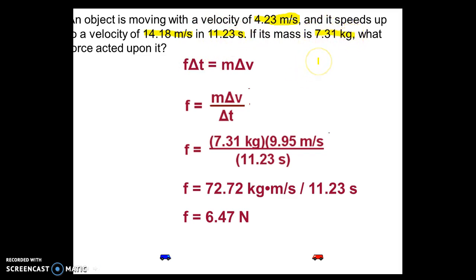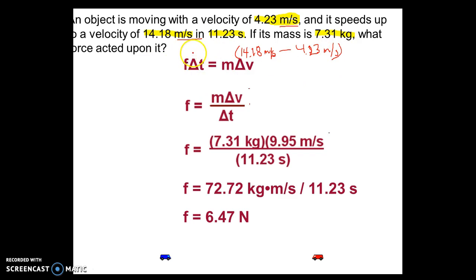Alright, we have 4 terms and 4 letters, but if you notice, looking at the units, there are components here that are important: meters per second, meters per second. This is going to help us calculate the change of velocity. So let's go here: 14.18 meters per second minus 4.2 meters per second. Okay, so that one is solved.